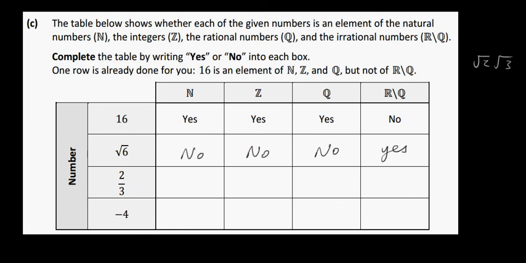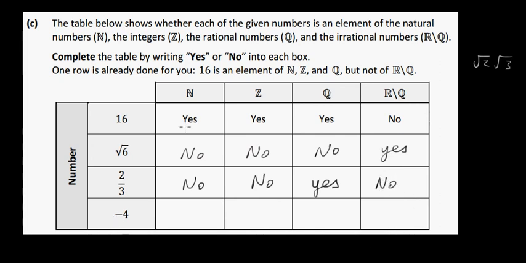Now what about 2/3 here? 2/3 is not a whole number, so it can't be a natural number or an integer. It is a rational number. It is a fraction in fact, where a and b, the top and the bottom, the numerator and the denominator, are both integers. So it is a rational number, so if it's rational it can't be irrational.